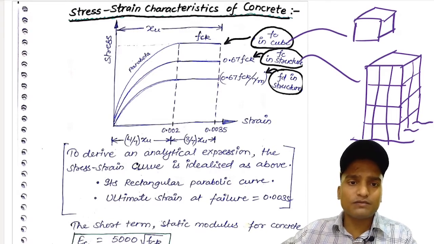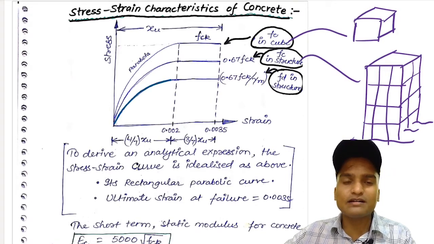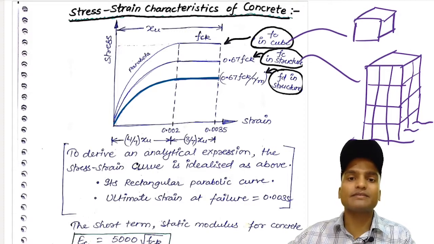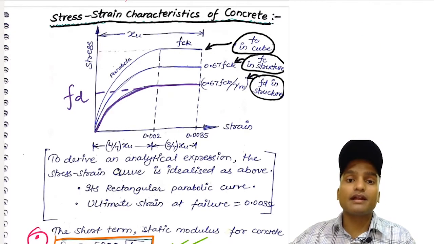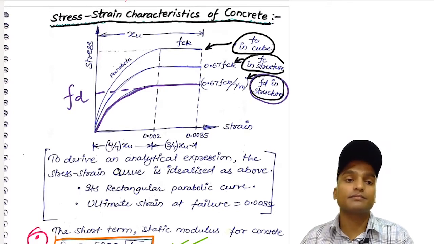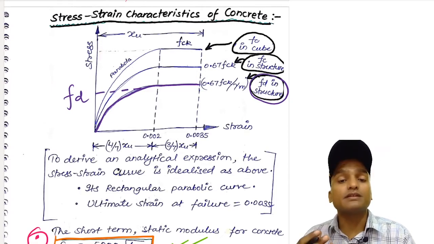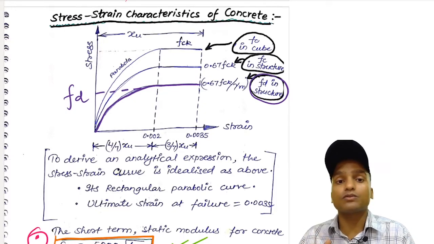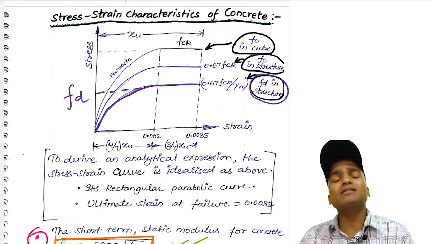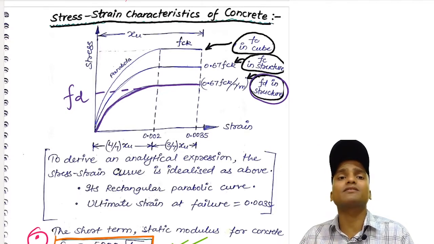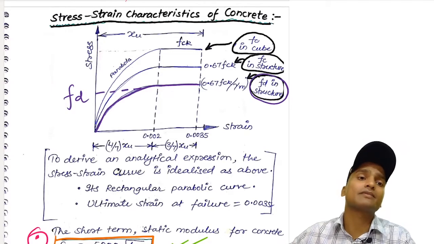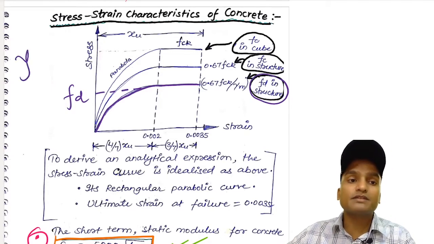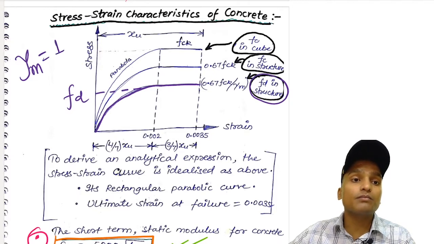So the lowermost curve which you are seeing here is the actual design curve of concrete that we are going to use. I am calling this fd, and that's why we have written here fd in a structure. This is used in the limit state method, and the design curve is basically more important for us for calculating any analytical expression for concrete. Design strength is related to the compressive strength with a partial safety factor gamma m. And gamma m, as I have told you many times, for concrete is 1.5.